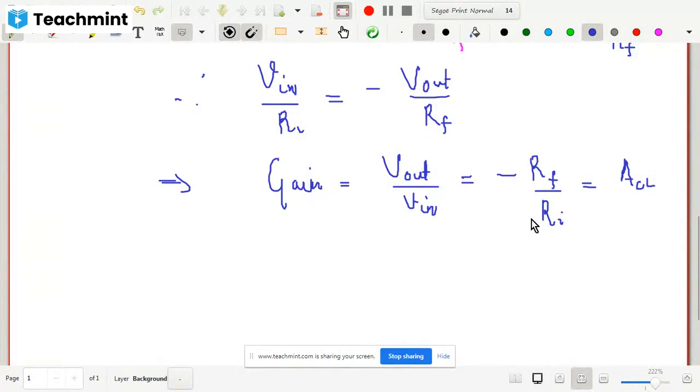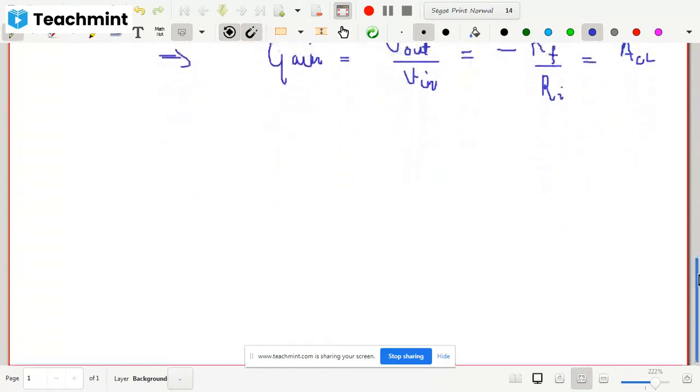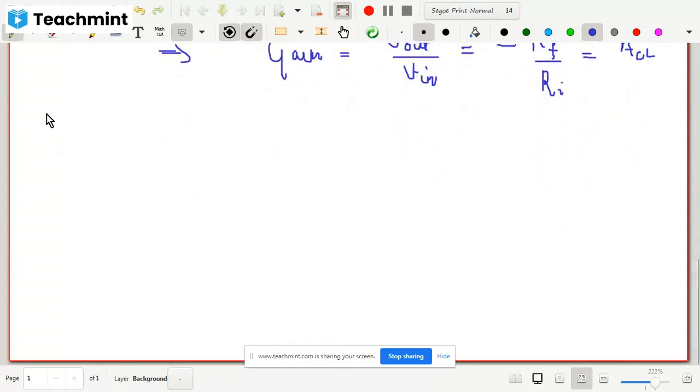Okay. So now before I go to the next application, I would just like to share with you a few numerical examples which are based on this inverting amplifier. So let me go to these numerical examples starting from the first one. These are like 1 or 2 marks questions. It's not very difficult. So the circuit is given to you here. So this is the question.